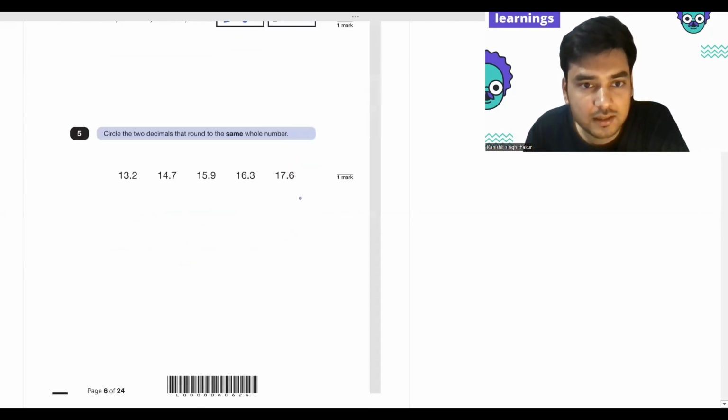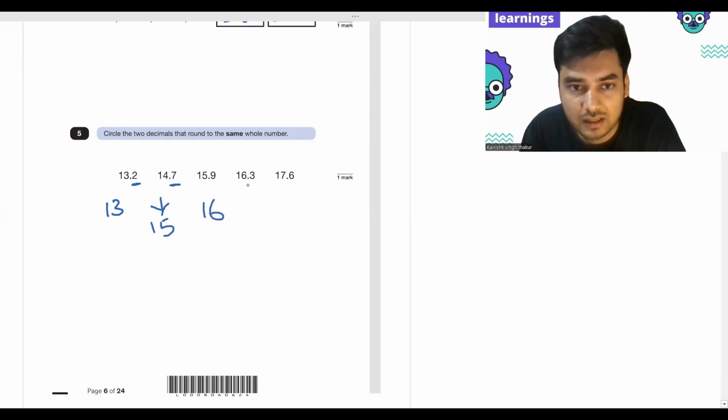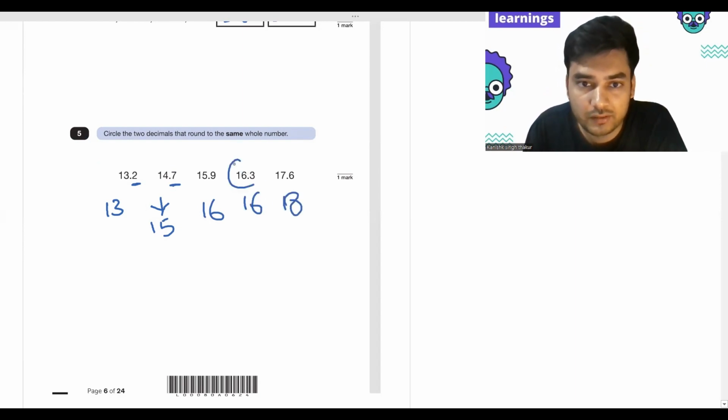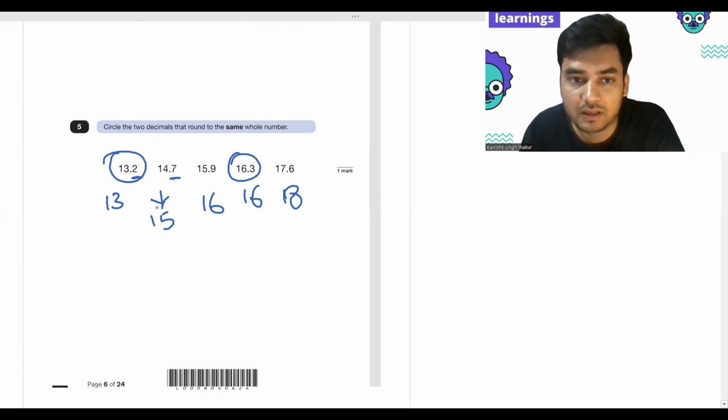Circle the decimal numbers that round to the same whole number. So 13.2, lesser than 5 for the tenths, will remain 13. 4.7 is more than 5, so it will be rounded up to 5, so 13 will remain the same. 15.9 will round to 16. And 16.3 will be rounded to 16. Again, 17.6 will be rounded to 18. So these are the numbers that will round to the same whole number.